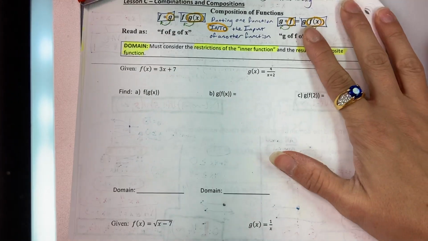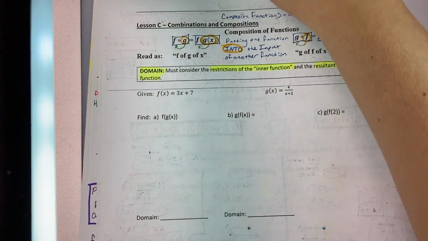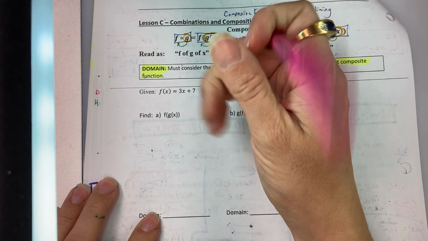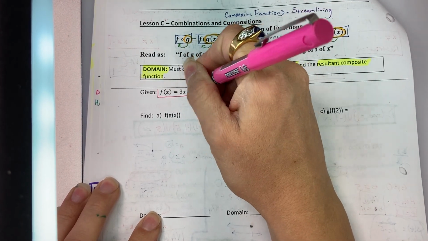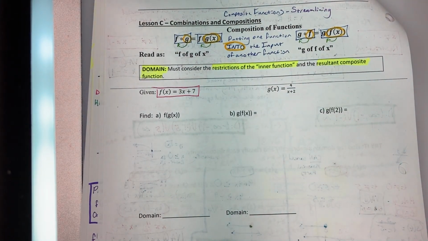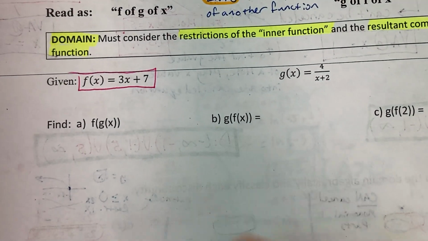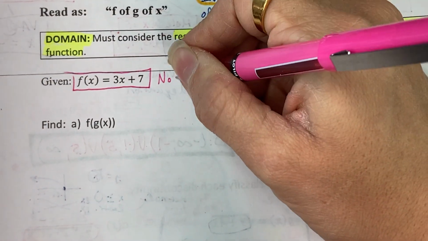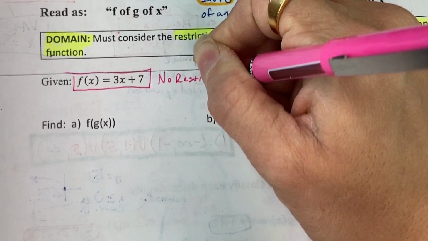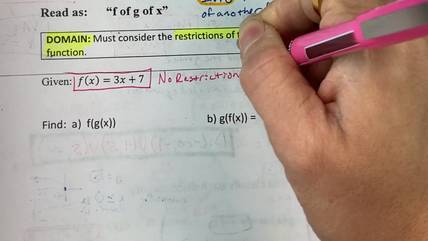So folks, we're going to start with this first problem where I have two functions. I've got f of x, which is my linear function. And how many restrictions does f of x have on its domain? It doesn't have any restrictions. No restrictions because the domain is all real numbers.